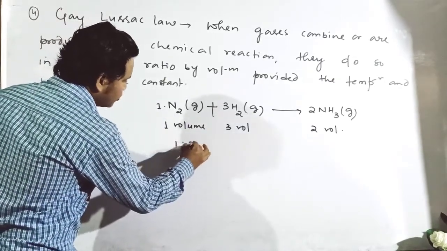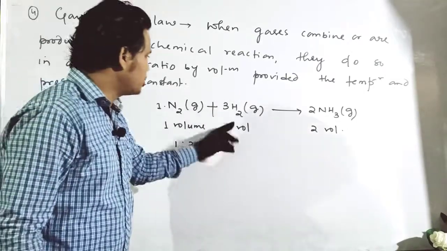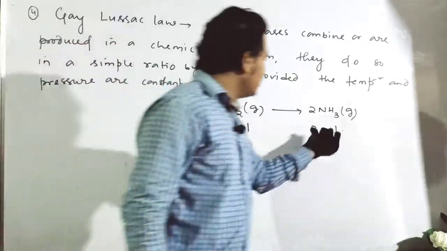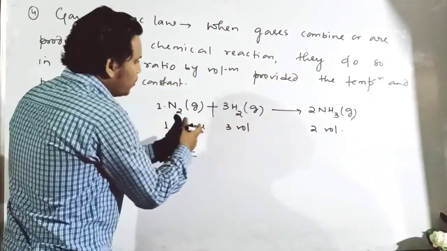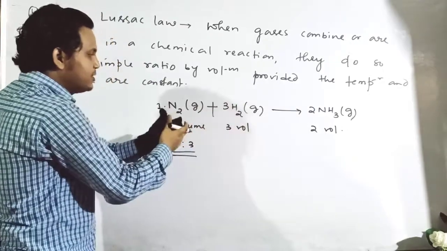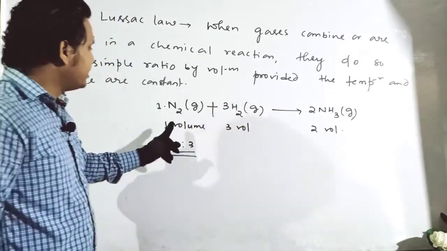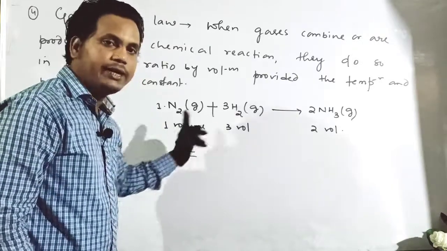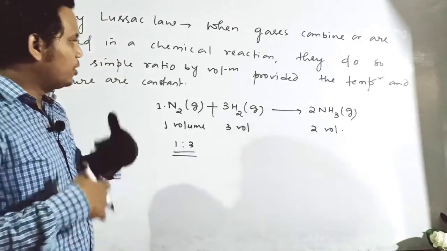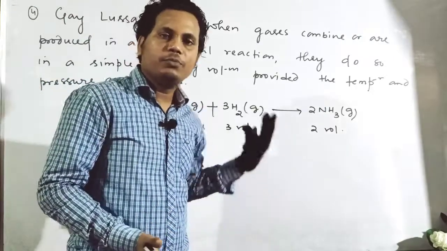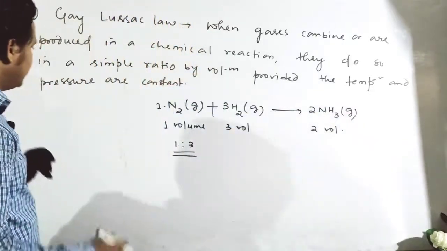So what is the ratio? 1:3:2 on the reactant side, here nothing is there. So when gases combine, they combine in such a way that their ratio should be simple, 1:3. Or in many reactions, gases may be produced.